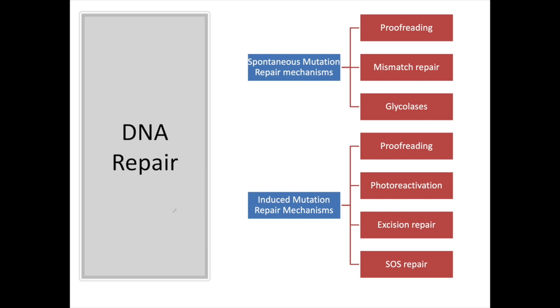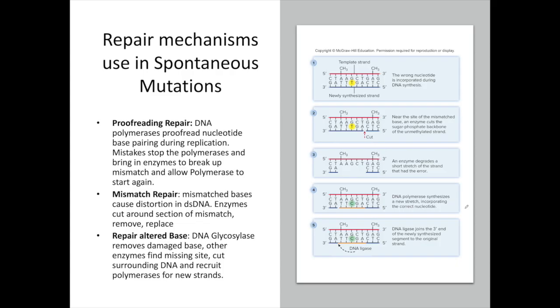When these mutations occur, we have to repair them. So in DNA repair, we have 2 basic types, right? We have types that repair spontaneous mutations and those that are used in induced mutations. And these are the different classes of them. In the repair mechanisms used in spontaneous mutations, we have proofreading. In proofreading repair, DNA polymerases, usually during DNA replication, are going to proofread as the DNA is actually synthesizing.